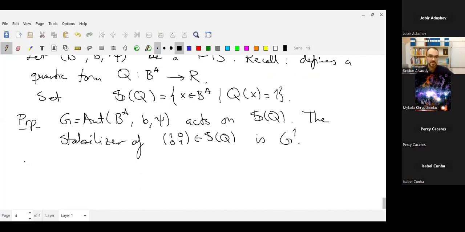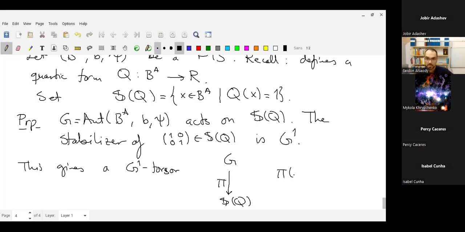But so this gives a homogeneous space, a principal homogeneous space, a G1 torsor, defined by the following map, pi, where pi of phi is simply phi of 1. And this is a G1 torsor with respect to the FPPF topology.